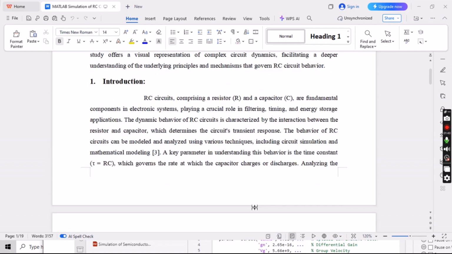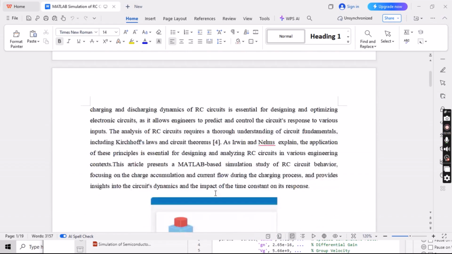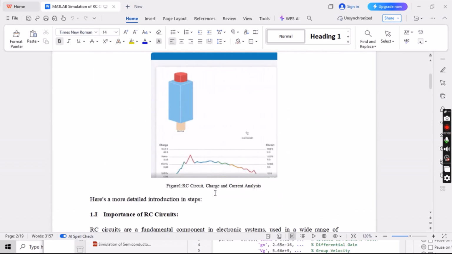The introduction contains the parameters of resistors, capacitors, and the time constant. Sorry, tau. Tau means time constant. So tau is the value of the time constant which provides the circuit's behavior. So this is the RC circuit behavior, charge and current analysis of the circuit.